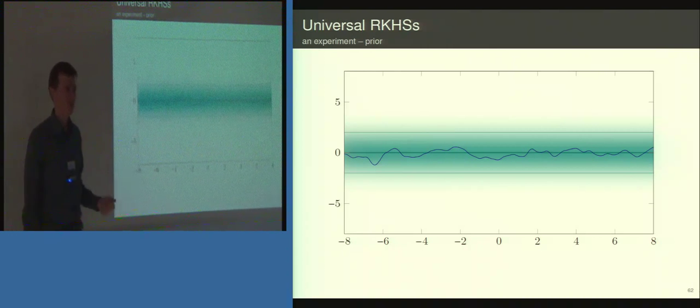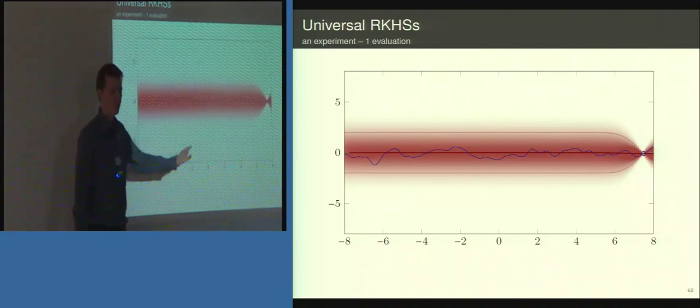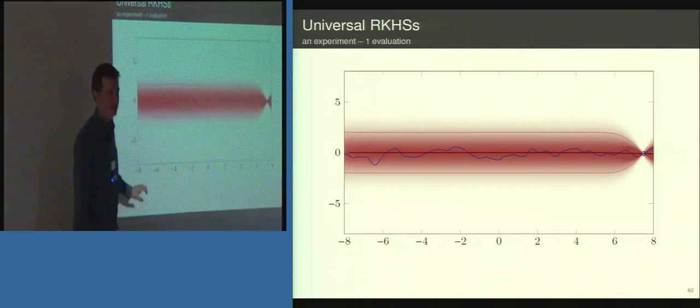Let's see what happens if we try to learn this function. I get my first data point, my first observation over here. I'm going to draw these evaluation points uniformly at random on this -8 to +8 space.